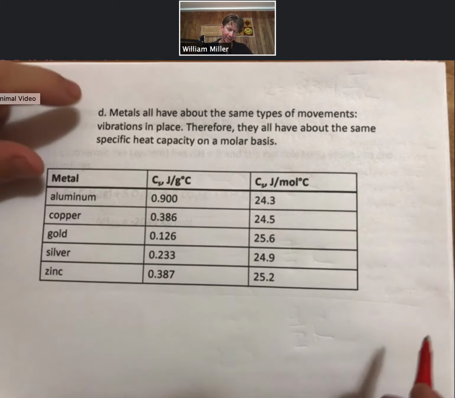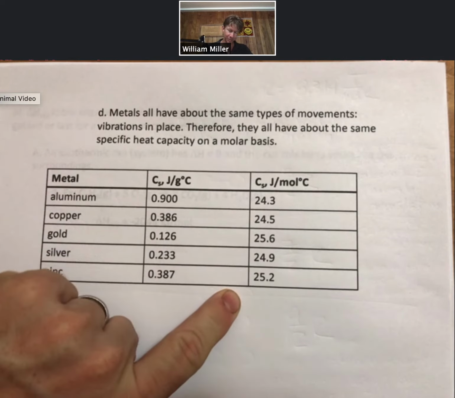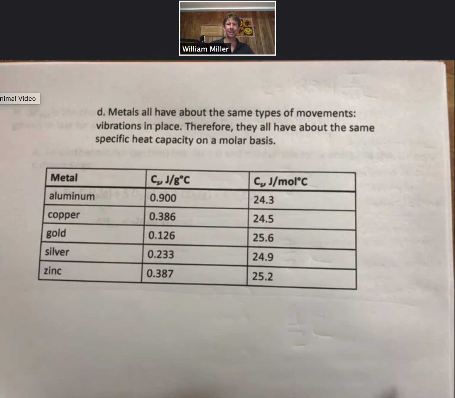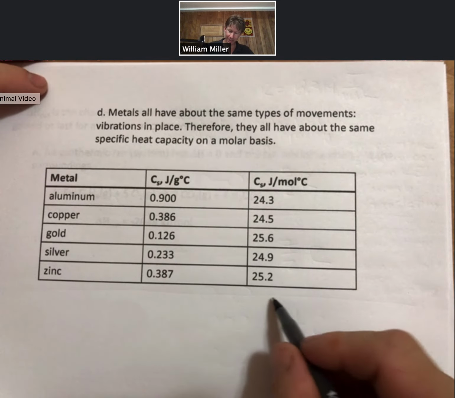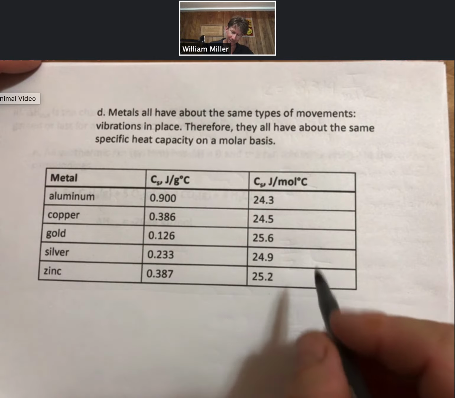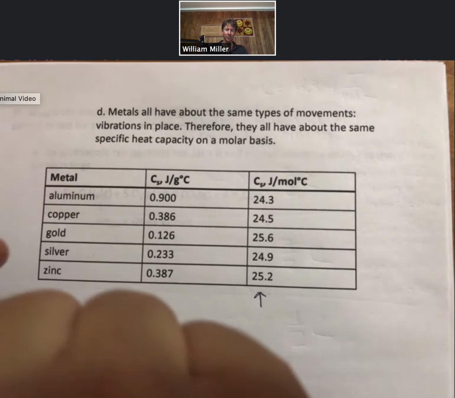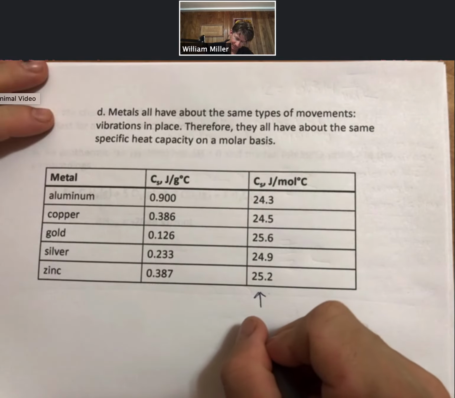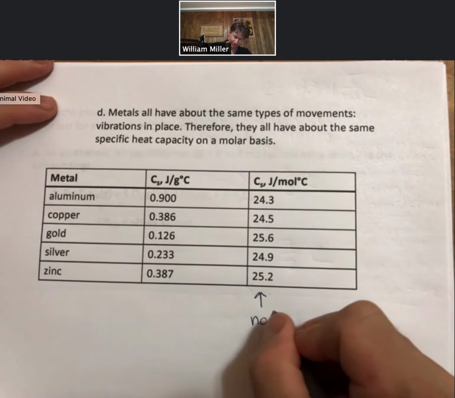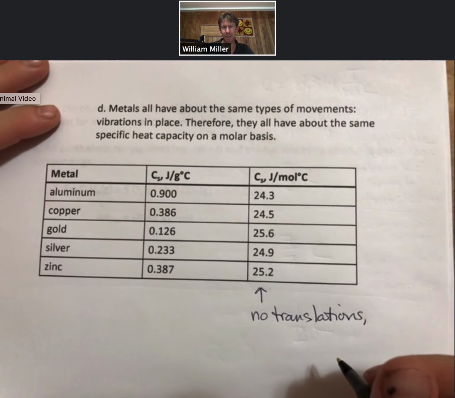And let's do one other case. Let's talk about metals. Metals all have about the same type of movements. They only have vibrations in place. Therefore, they all have about the same specific heat capacity on a molar basis. So, this is called the Dulong-Petit Law because they discovered this fact back in the 1800s, I believe. And what's happening here is, all metals are comprised of particles vibrating in place. And so there's no translations. There's only a prescribed set of vibrations.